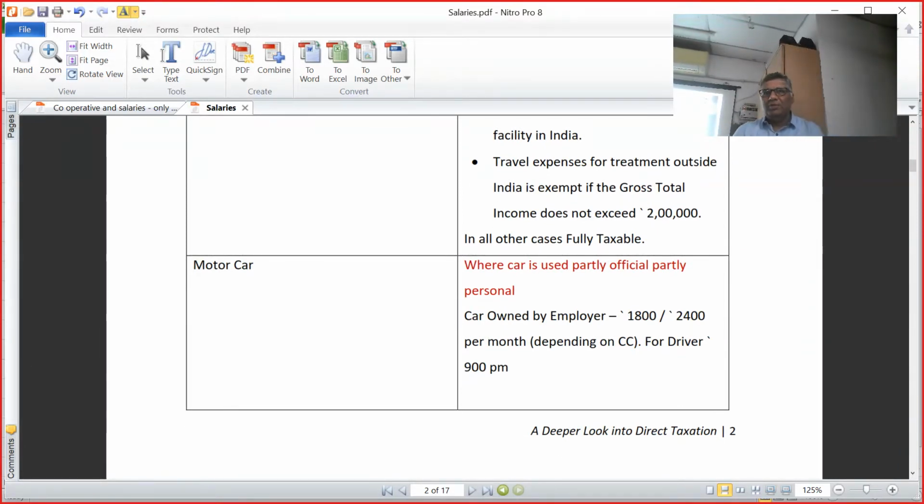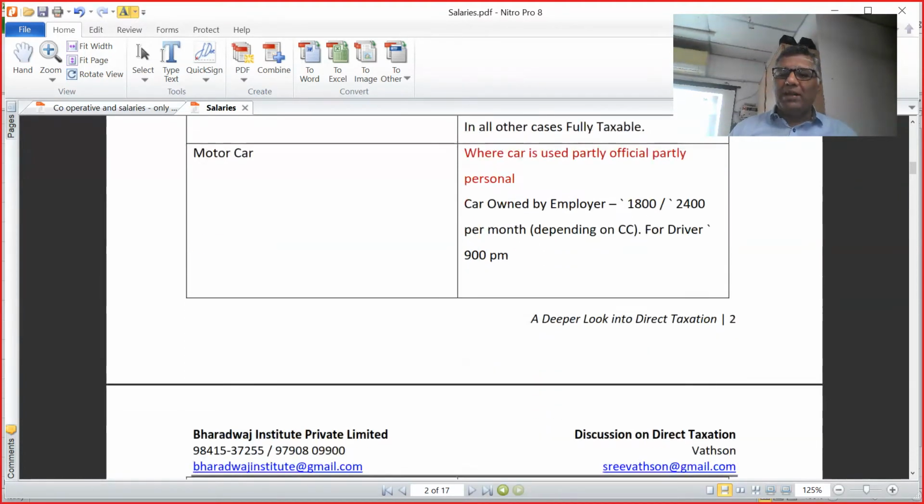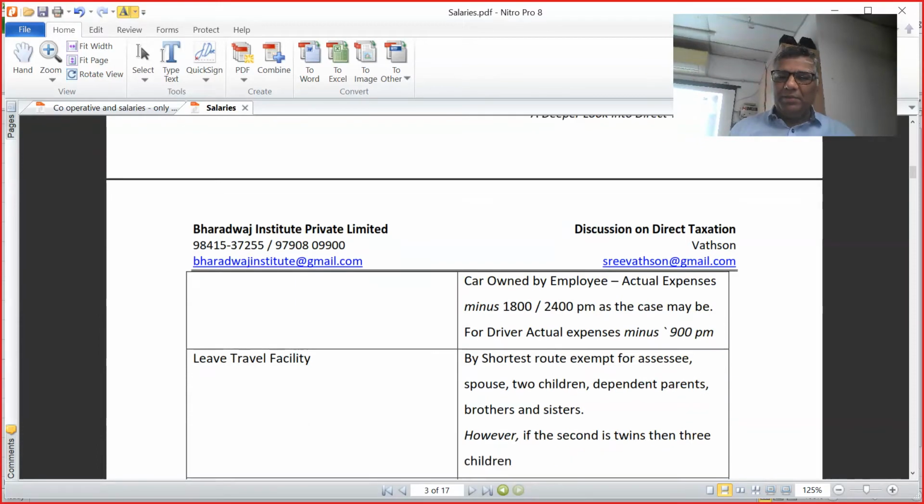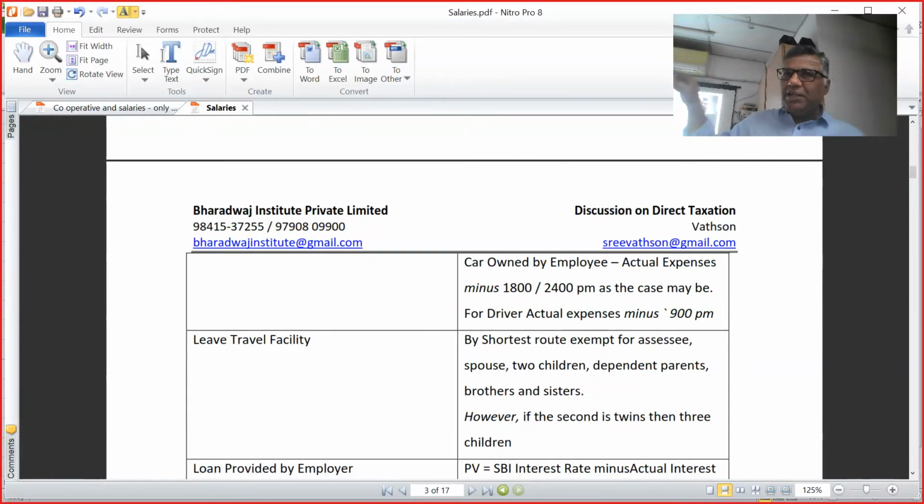Motor car. Okay, the third important thing to understand is motor car. Only one thing you have to understand. Partly official, partly personal. 1,800 or 2,400. Up to 1,600 cc, 1,800 rupees. More than that, 2,400. For driver, 900. This is the taxable perquisite that will be allowed as a deduction if the car is owned by the employee. No change. It is continuing for years together.